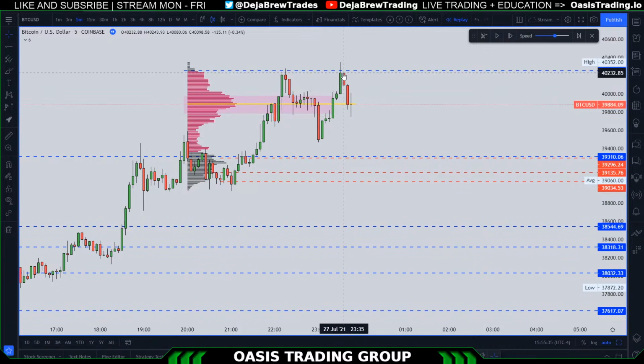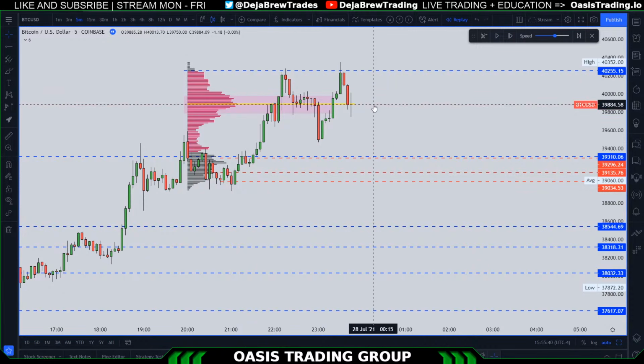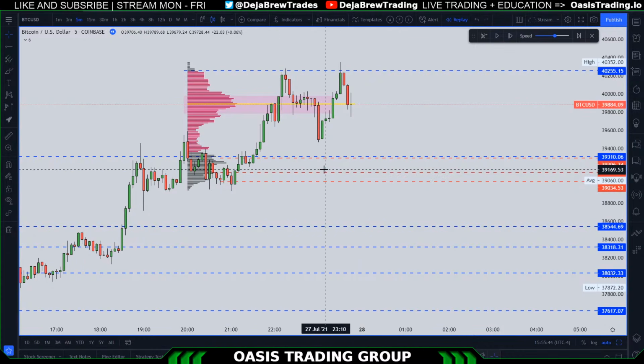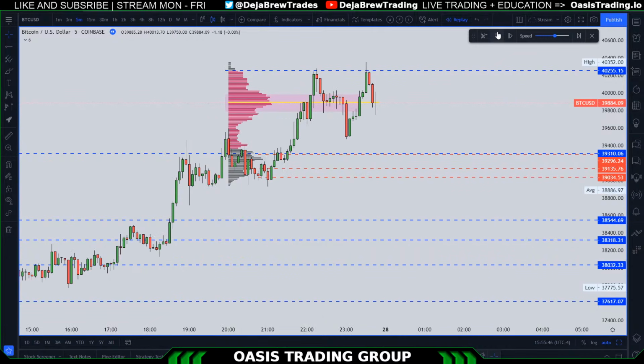Okay, so then we lost the value area high, pulling back to POC. So now the levels you want to pay attention to are the POC, value area low, and then all of your previous levels that are acting as support.